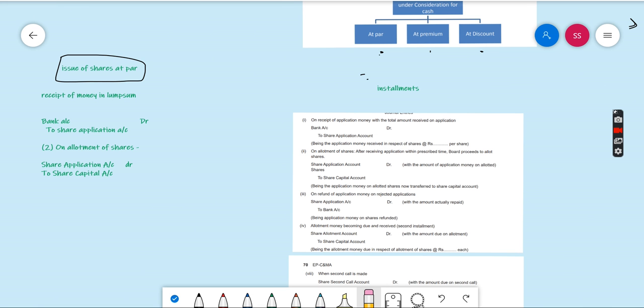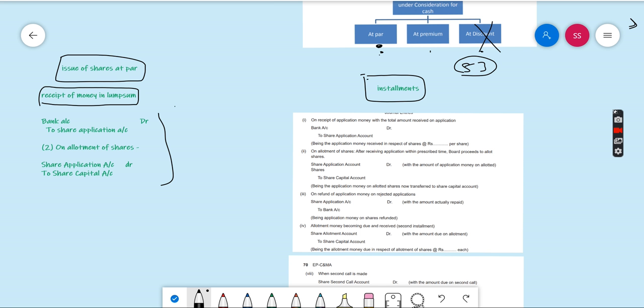So now shares can be issued at par, premium, discount, and the discount we don't need to worry about. We don't need to pass any general entries for the discount, because as per section 53, no company can issue shares at discount. So let's pass general entries if the shares are issued at par, equal to the face value. You can receive the money in lump sum or installments, right? So if you receive the money in lump sum, these are the general entries.